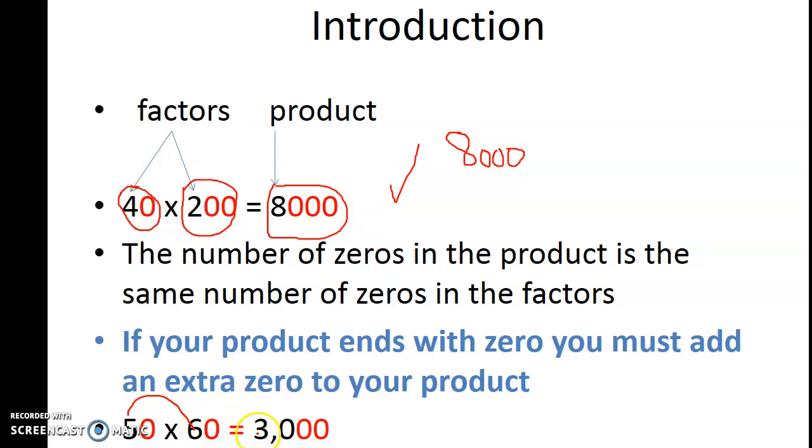It's how much? It's 30. So already here the product ends with 0. Why? Because 5 times 6 equals 30. Now what shall I do for the next step? I will add the extra zeros to our product. How many zeros do we have in the factors? We have 1, 2. Place them at the end. 1, 2. Okay?